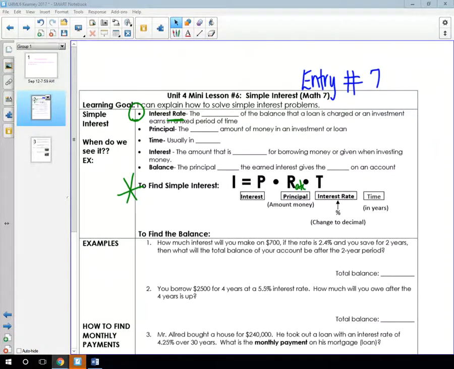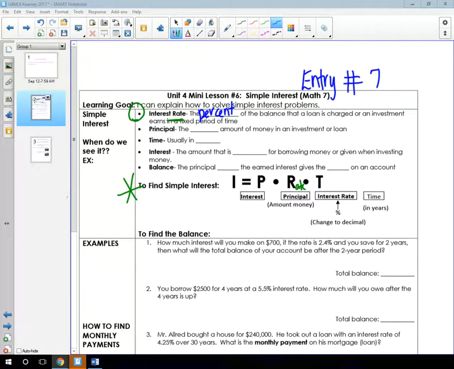The interest rate is the percent of the balance that a loan is charged or an investment earns in a fixed period of time. So when you put money in a savings account, there's an interest rate, and usually it may be like 3% or 4%.